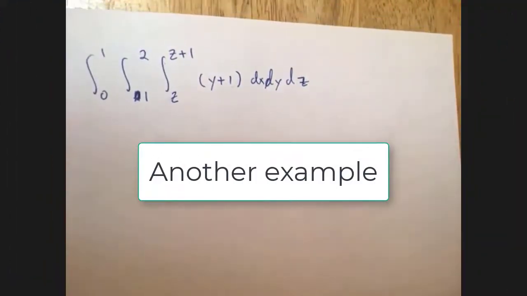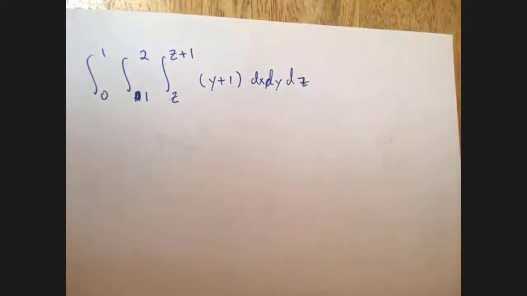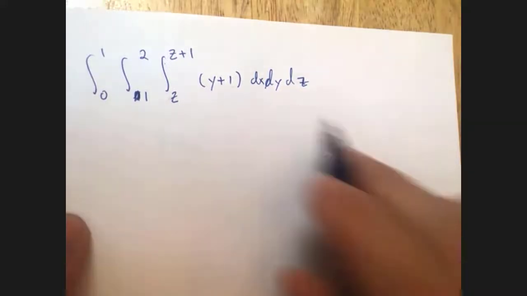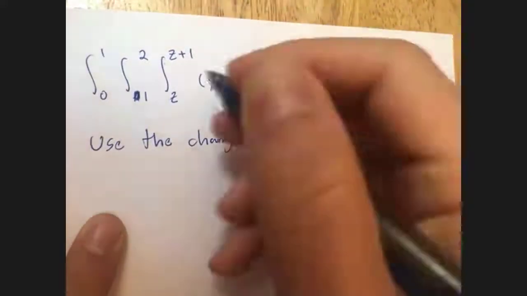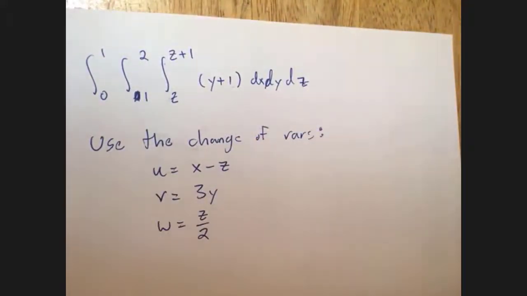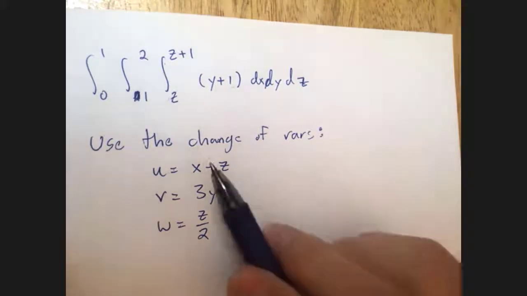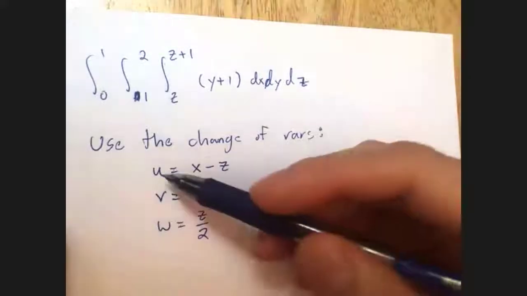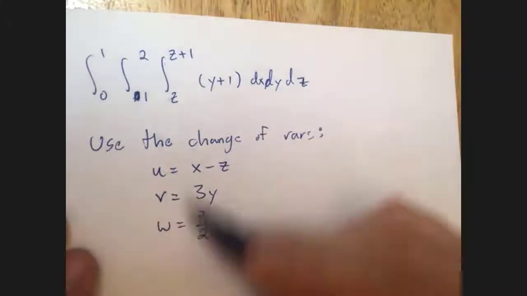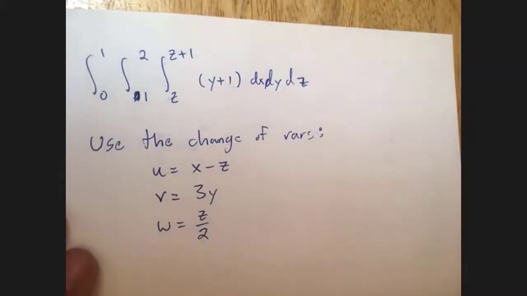Okay, so I've got this triple integral. Sorry, it was a little messy writing it down. And we want to evaluate this. We could do it as it is, but let's do the change of variables. Well, remember, we need to compute that Jacobian, and the Jacobian is the derivatives of x's, y's, and z's with respect to u's, v's, and w's. So we need to solve this stuff for x, y, and z.